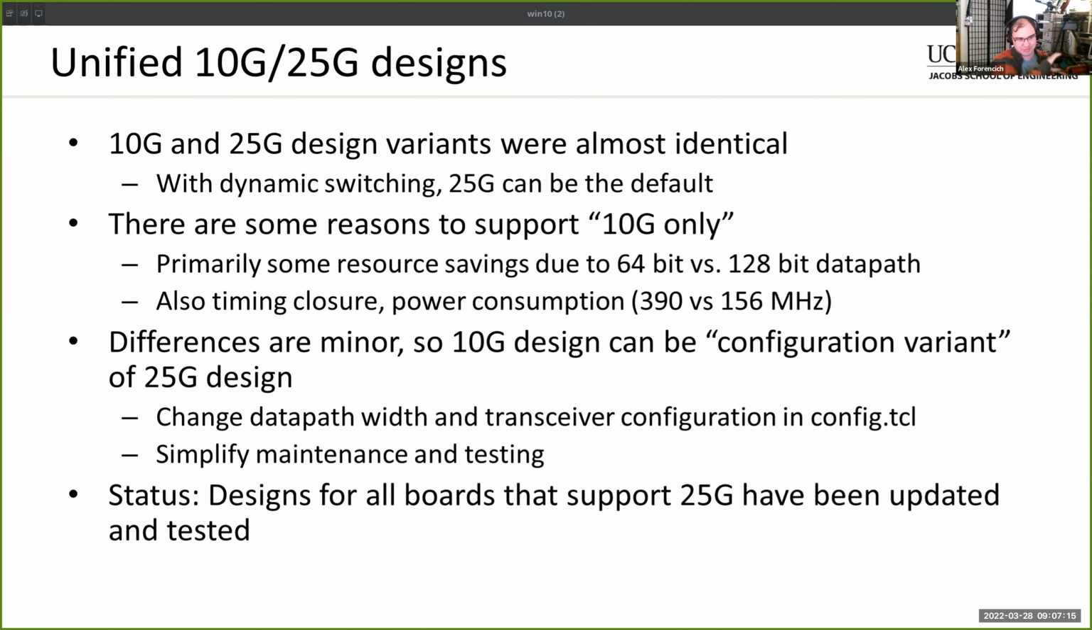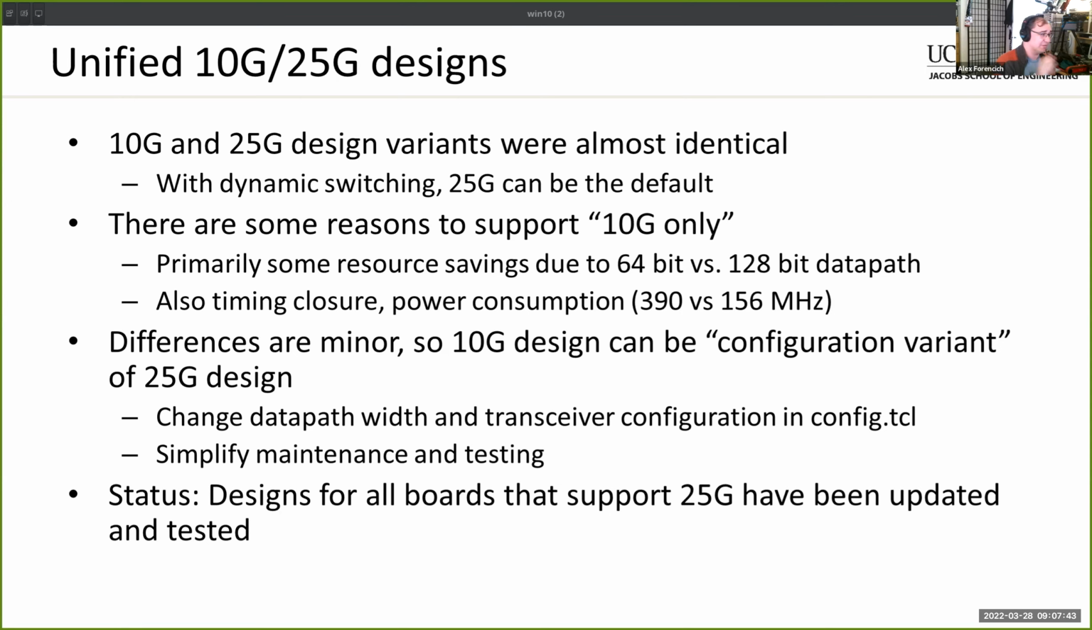We don't need a whole other set of RTL. We can just add some stuff to the config.tcl file, and when you build the project, it will change all the right settings so that things work. And this simplifies maintenance and testing because I now have effectively just two design variants for each board. I have the 100 gig design, I have the 25 gig design, and the 25 gig design, when you slow it down, runs at 10 gig. So it makes things a little bit easier to maintain.